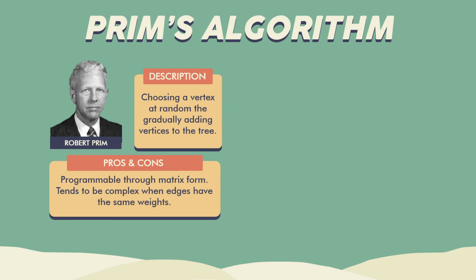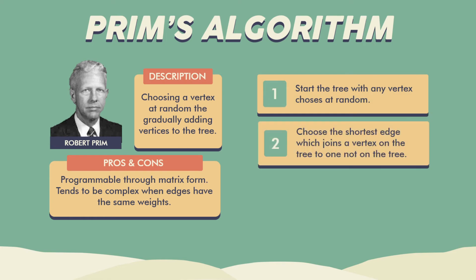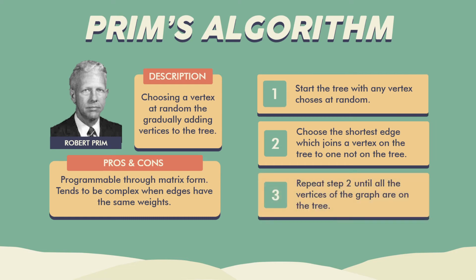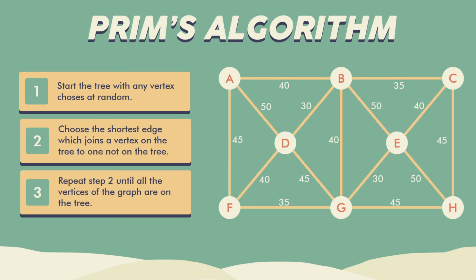The algorithm starts a tree by choosing any vertex at random. Then, we add the shortest edge which joins a vertex on the tree to one not on the tree. This is repeated until all vertices are part of the tree. Let's try making another road plan for our subdivision, this time using Prim's algorithm.